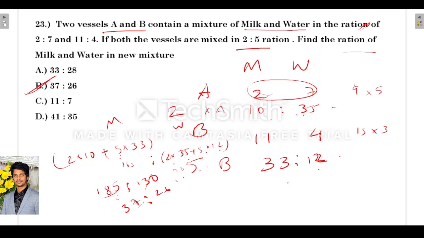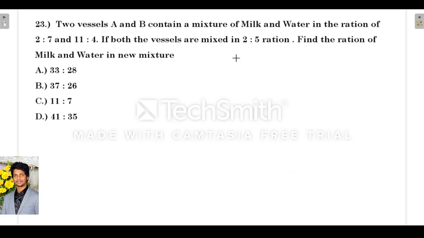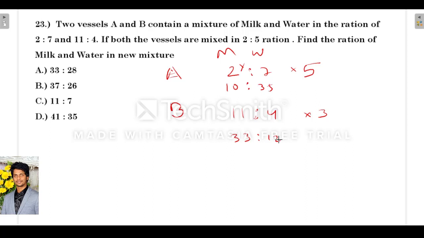So I will explain again. They are telling there are two vessels A and B. Milk and water is there. So milk and water is 2:7 here, and here it is 11:4. I am just multiplying this ratio on both sides, this with 5 and this with 3, to make the sum of the ratio equal. So 10 is to 35 will be our new ratio, here 33 is to 12. Actually this is the same as the earlier ratio, but I am just making these things equal.